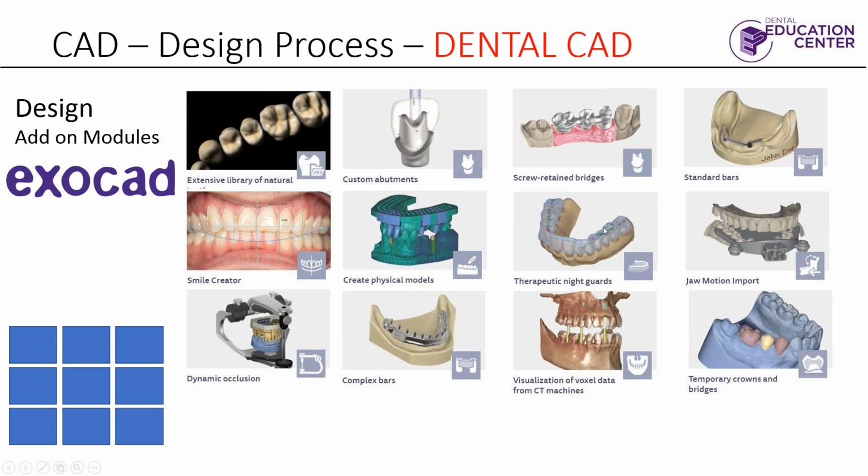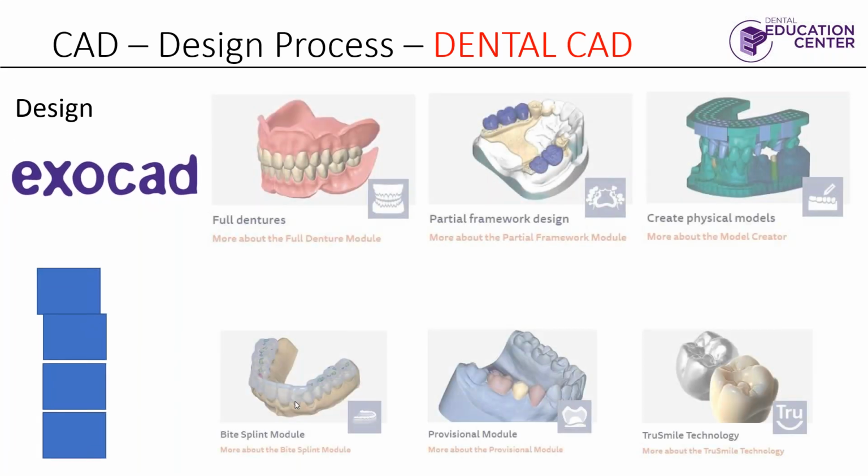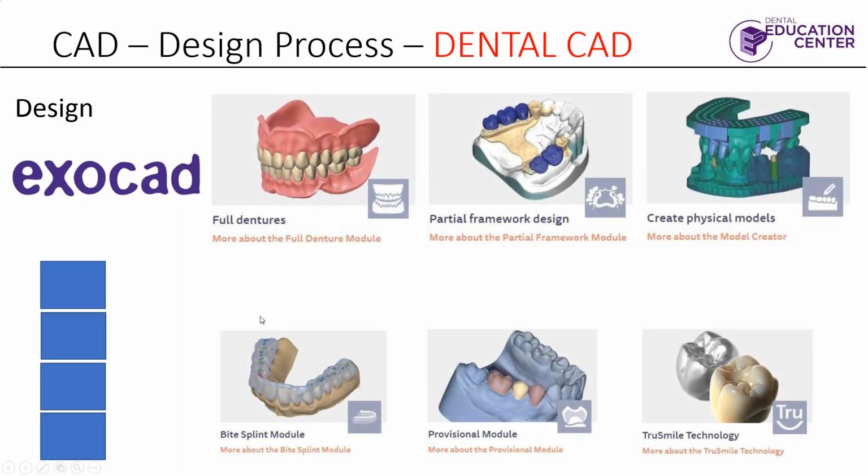And then the nice thing is you don't have to buy all of this at once. You can buy the base software and then add on these modules as you go. Or you can buy a bundle and bundle them all together, and it tends to get a little cheaper that way. These are the standalone modules. These are important because if you just want to do dentures, you can just buy dentures and just do dentures, partials, models, and then obviously ExoPlan, which is the surgical guide software.